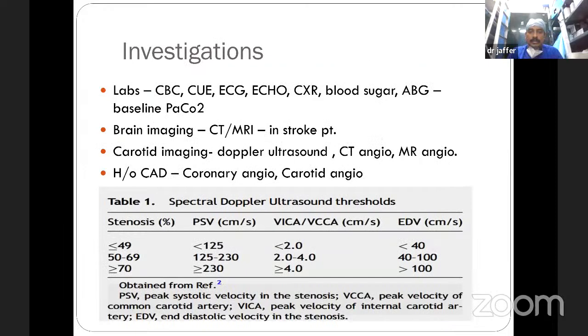So what are the investigations? The lab investigations include a complete blood count, a complete urine examination, an ECG, echo, chest x-ray, blood sugar, and ABG. ABG is for the baseline PaCO2, because these are elderly patients, and therefore their PaCO2 will be on the higher range. And we have to know the PaCO2 also. This is because the cerebral physiology is always PaCO2 dependent.